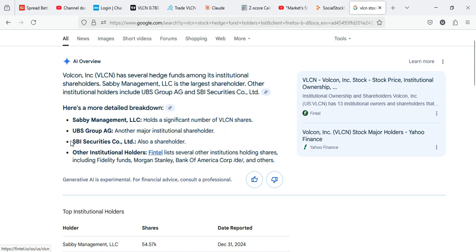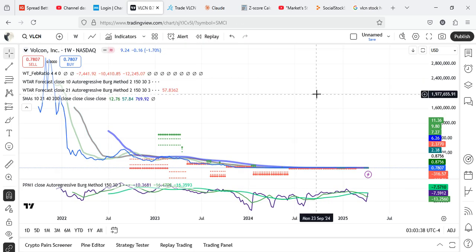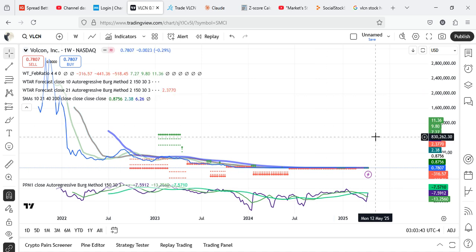At least one good thing about these institutions holding the stock is that it indicates some due diligence has been done, but it doesn't make it an investment. It doesn't make it a good investment. Maybe there are trading opportunities there. So just be careful out there.